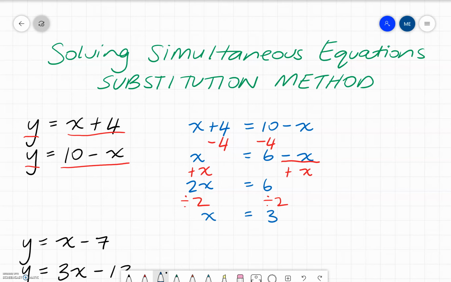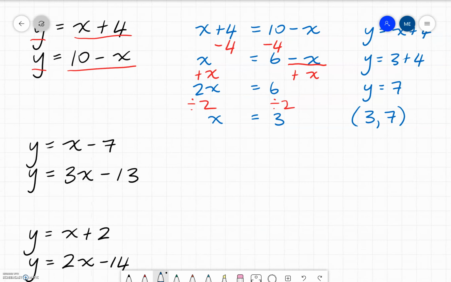Once we've solved for x, we substitute that into one of the other equations to find what y is. So y equals x plus 4. So instead of the x, we're going to write 3. So y equals 3 plus 4. So that means y equals 7. So the solution for this is x equals 3, y equals 7, or we can say that it intersects at the point 3, 7.